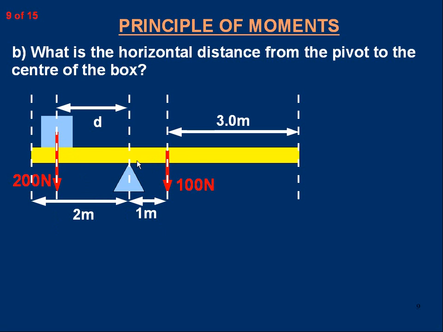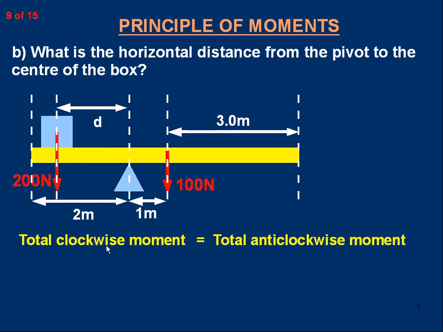We don't know D. So, total clockwise moment equals total anti-clockwise moment. That's the principle of moments for a balanced object. The anti-clockwise moment is 100 times 1, and the clockwise moment is 200 times D. All we have to do is rearrange that to find D, which comes to half a metre. Now, I haven't drawn the diagram very well. The box should have been nearer to the middle if it was drawn to scale, but that really doesn't matter.